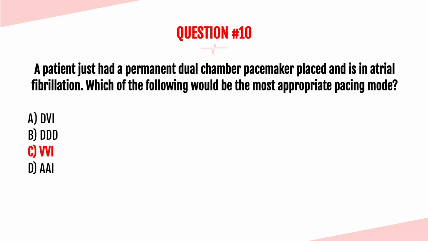C, VVI. So while it is a dual chamber pacemaker, if they are in AFib, are you going to want to pace the atria? You don't really want to pace the atria because they're in fibrillation, right? So it's just going to be all over the place and it may or may not even pick up. So you would want to pace this patient in VVI.